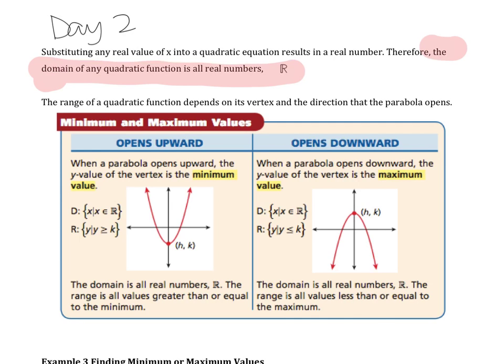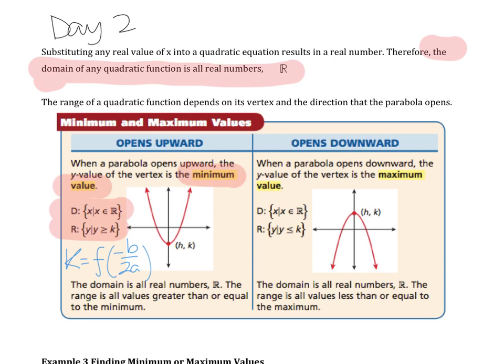When my function or my parabola opens up, we then have a vertex which is a minimum. So an open up has a minimum value. The domain, again, will be all real numbers, but the range will be from that minimum on up. And remember that k also equals the function evaluated at the opposite of b over 2a, if it's in standard form.